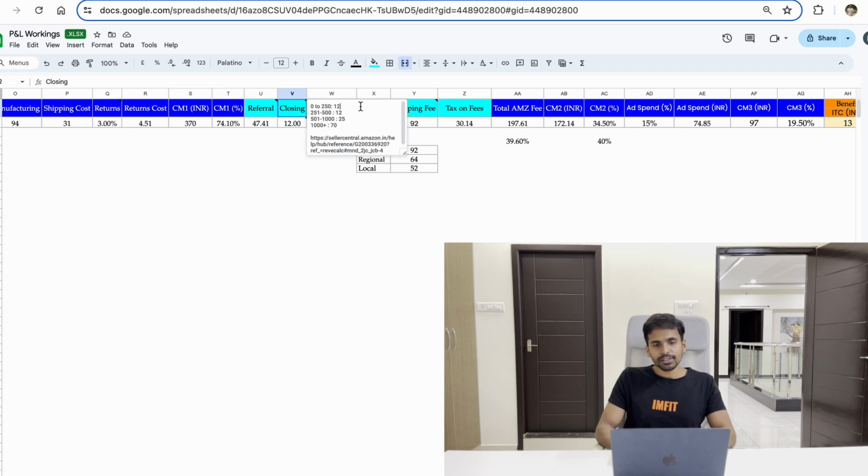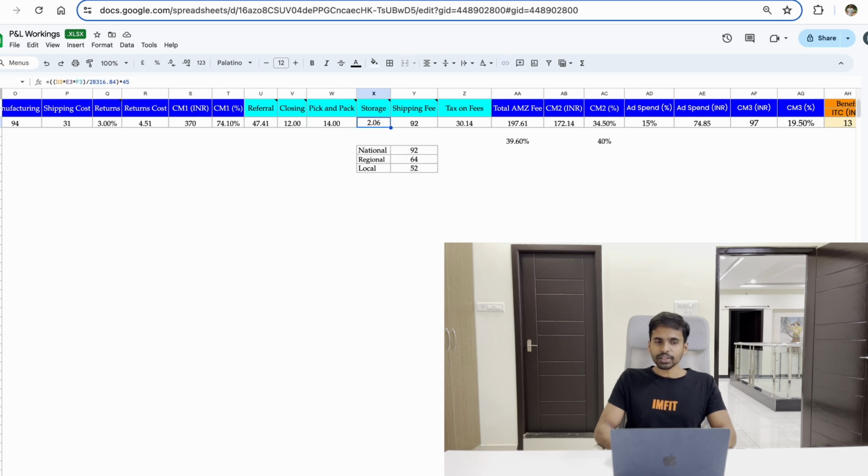If your product is priced between 0 to 250 rupees, then you will have to pay rupees 12 as closing fee. And if your product is priced between rupees 251 to 500, then you will have to pay rupees 12 as closing fee. If your product is priced between 501 rupees to 1000 rupees, then you will have to pay rupees 25 as closing fee. And if you are selling a product which is priced greater than 1000, then you will have to pay rupees 70 in closing fee. And then I have my pick and pack fee.